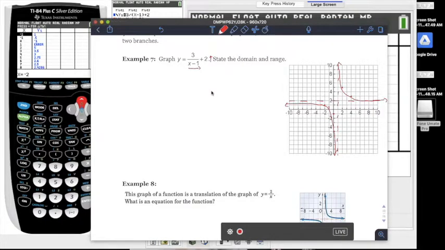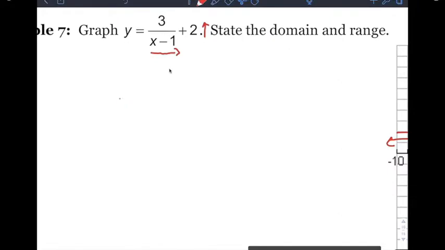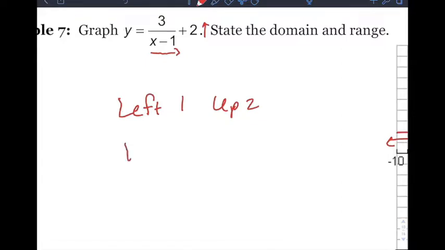Normally too, if they're talking about transformations, you would describe the transformations on these problems. So we could say this graph moves left 1 and then up 2. And then I guess you could say that the 3 is a vertical stretch.